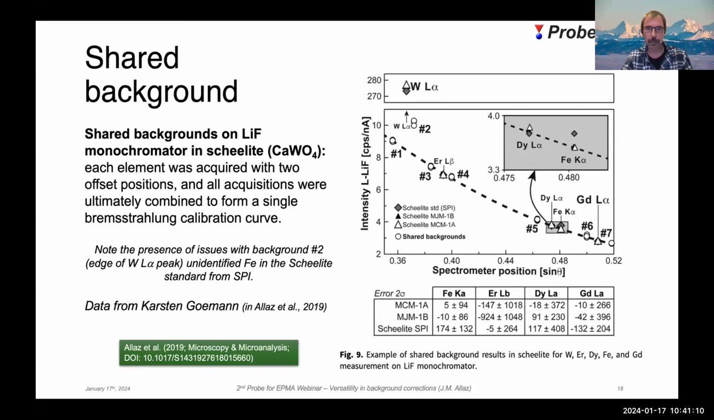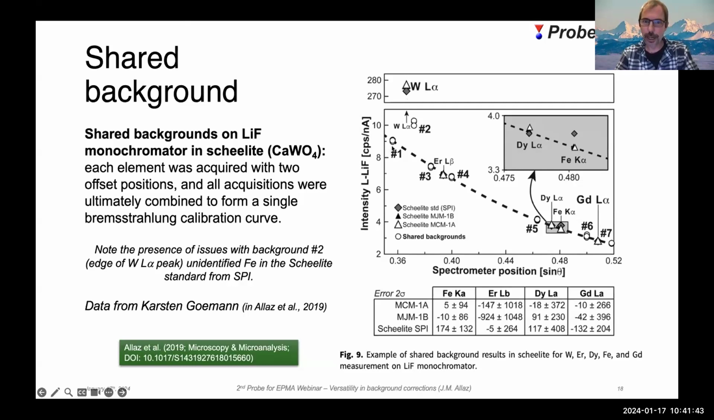And sadly, I don't have so much time, but the shared backgrounds option is actually related to the multi-point backgrounds. So in this situation here, Carsten Goemann acquired this data in a scheelite, and he was looking at trace elements in scheelite. And you can see, for instance, here that he has multiple backgrounds. So 1, 2, 3, 4, 5, 6, 7 backgrounds. And each of these backgrounds are actually linked to one element. Like, for instance, 6 and 7 were acquired with the gadolinium L-alpha, 3 and 4 with the erbium L-beta, and 1 and 2 with the tungsten.